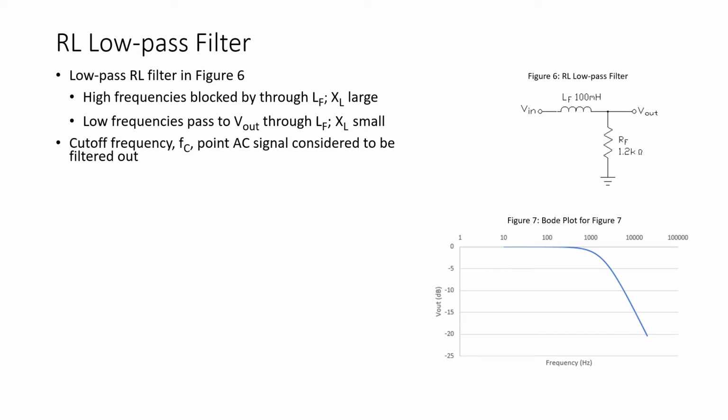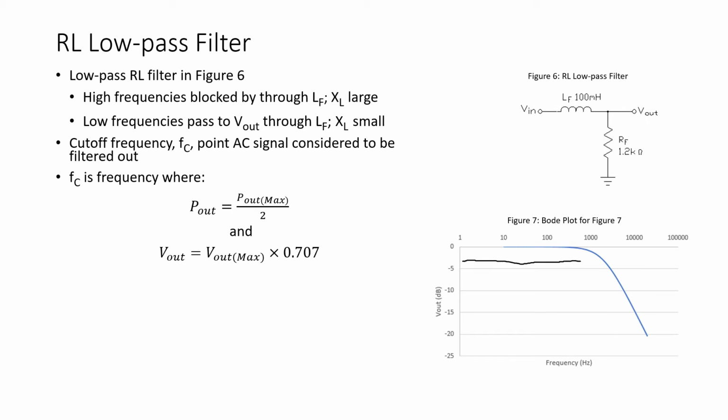Again, with all of our filter circuits, we're concerned about the cutoff frequency. This is the point where the signal is considered to be filtered out. And this is the half power point and the point where the output voltage drops to 70.7% of the maximum. This cutoff frequency is also the -3 dB point. Looking at the graph, we see that the -3 dB point is somewhere, again, around 2 kHz.